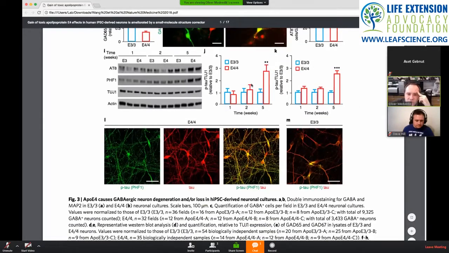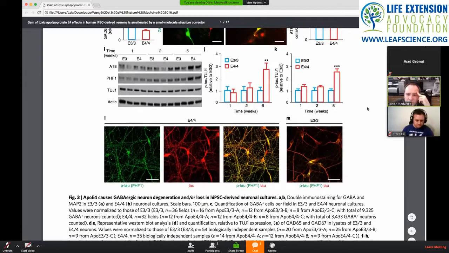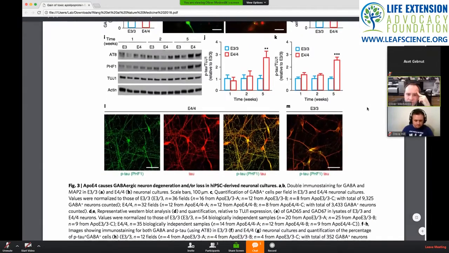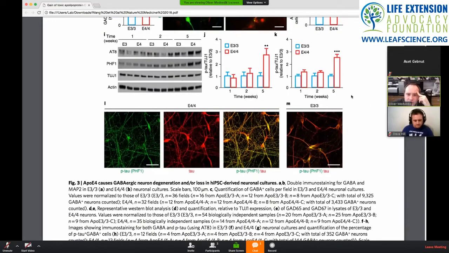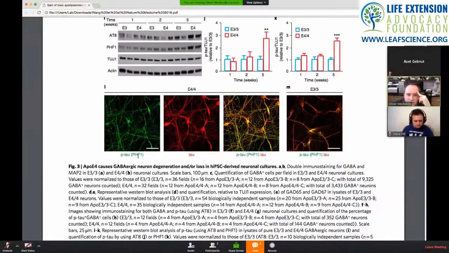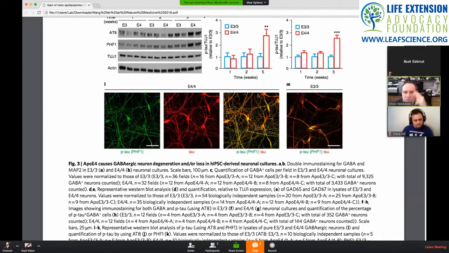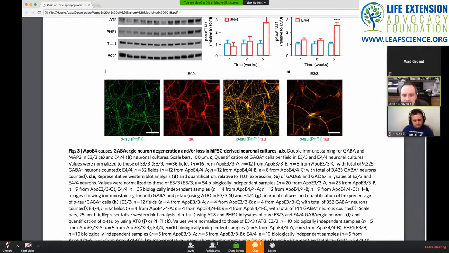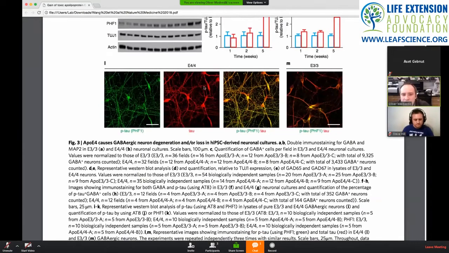TUJ1 is basically a neuronal specific marker, I believe. So you're looking at p-tau relative to that. And right here, we're basically just looking at the data that we just mentioned, right? So you have more p-tau, phosphorylated tau, in E4 versus E3 when you overlay these graphs. Okay.